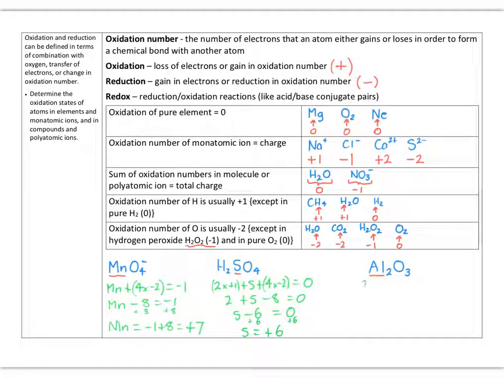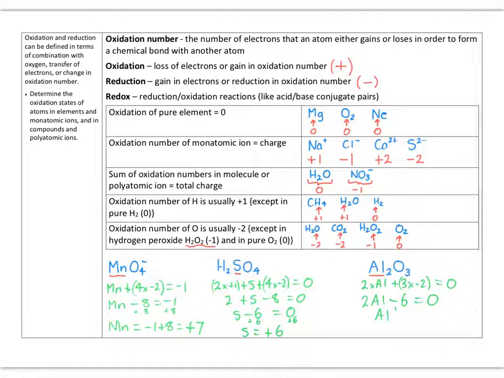We would say 2 times the aluminium plus 3 times -2, so it is sort of going to turn into a minus in a sec, is equal to 0 because there's no charge. So 2 times aluminium minus 6 equals 0.